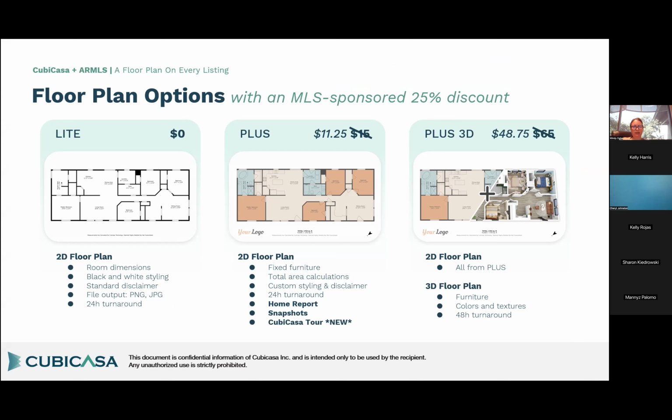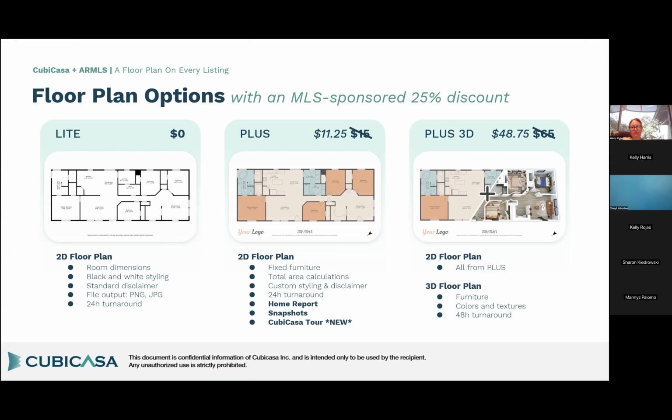So you'll see the appliances in the kitchen, fixtures in the bathroom and wet spaces like tubs, vanities, toilets, and you'll be allowed to customize the colors of your floor plan. It also includes 2 new products, which is the home report detailing key features of the home and snapshots, which allows you to take photos during your scan.